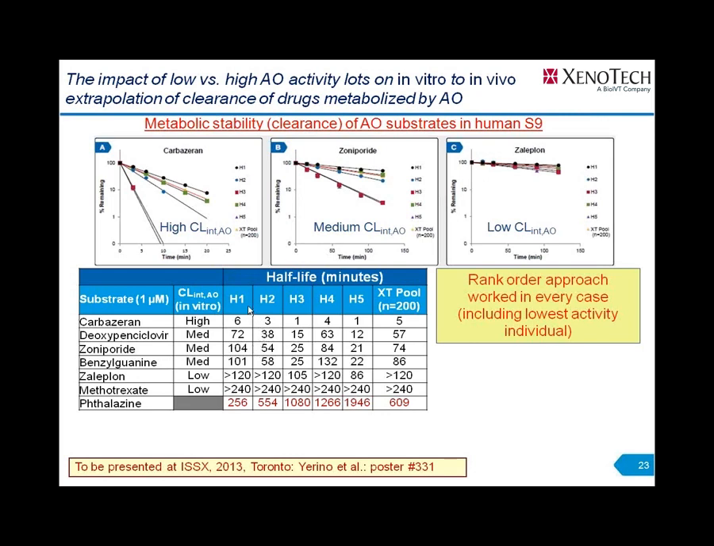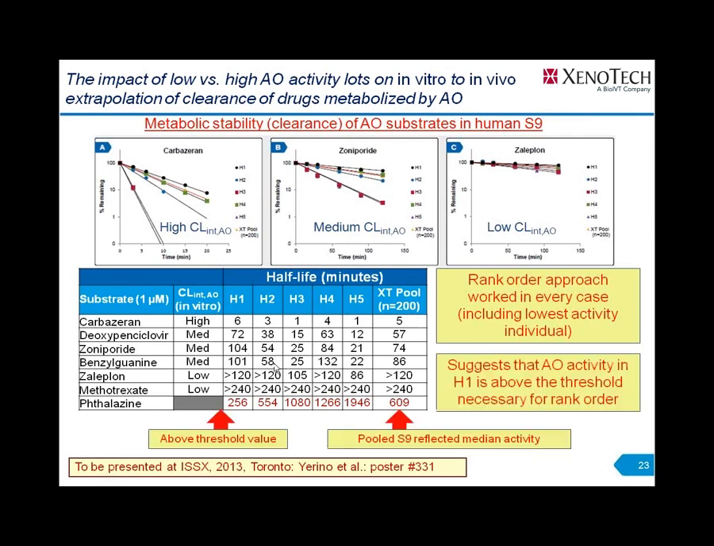And we see here that in every individual, H1 through H5, again, going from lowest activity to highest activity, we're able to achieve the appropriate rank order that carbazeran is the fastest, followed by the medium clearance drugs, followed by the low clearance drugs. So again, this suggests that for S9, our lowest activity individual is above any potential threshold value that would be needed to determine this benchmark rank order approach. Again, in terms of S9, which is our pool of 200 product, the AO activity reflected the median activity in the span of AO activities that we examined.